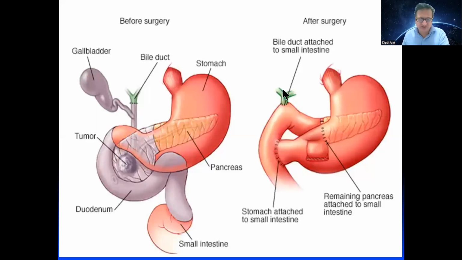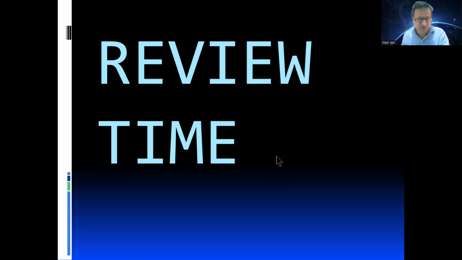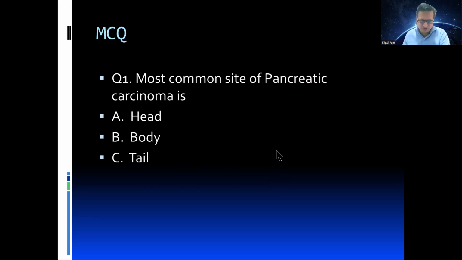Then we fix the common bile duct to the small intestine. So we are attaching this common bile duct to the small intestine. And next we attach the stomach to the small intestine. So what is happening is the pancreatic secretions are coming here, bile and liver secretions are coming from here, and then going forward, the partially digested food from the stomach will drain into the small intestine, where it mixes with the pancreatic secretion from here and the bile secretion from here, like this. Now we will review some MCQs so that we can check our knowledge.